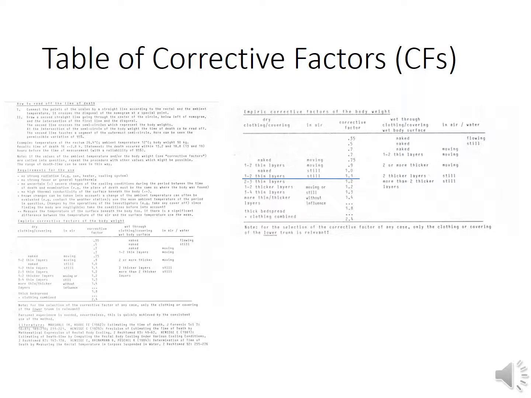We tend to focus on dry clothing in this course because it tends to be the more common and the easier thing to deal with. But in the real world, as I said, things are messy. Sometimes the body's dumped in a river or a lake, and if you find it quickly enough that you can even apply these algor mortis type of postmortem interval calculations, then again, you have to take into account that the body heat is lost very, very quickly.